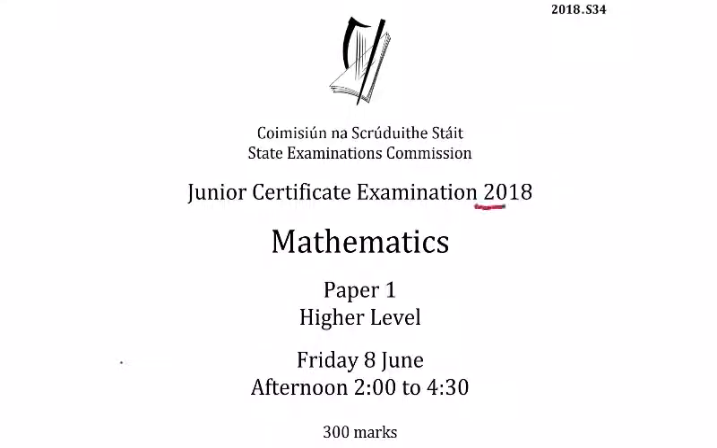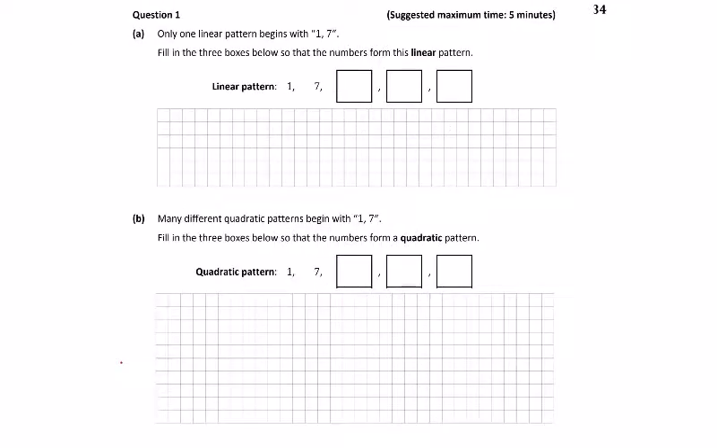So in prep for 22, let's have a look at the 2018 paper 1, questions 1 to 5 in this video. Nice easy start in this year. Only one linear pattern begins with 1/7. Your knowledge of linear patterns is the first difference is the same. So you're adding 6 on, adding 6 on, adding 6 on for an easy 5 marks in question 1.